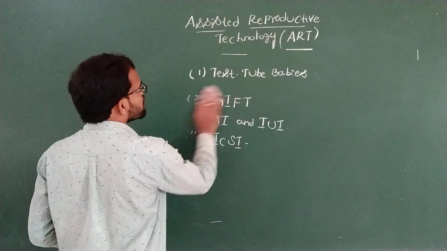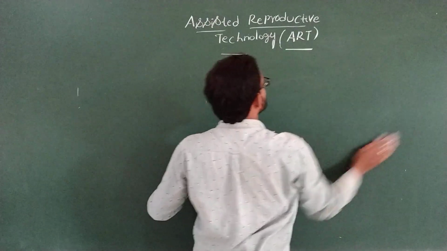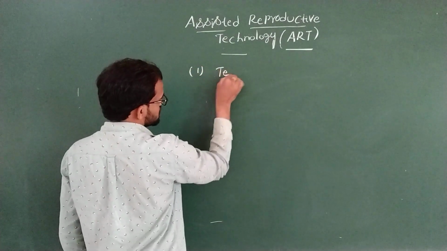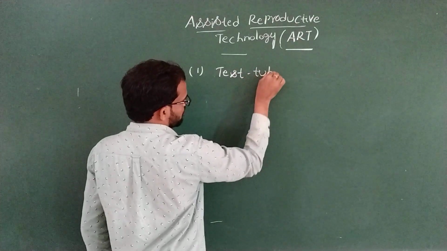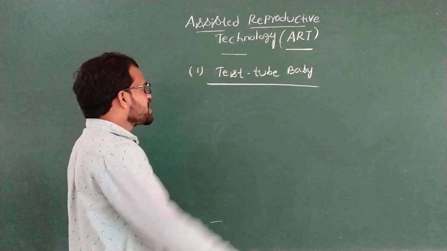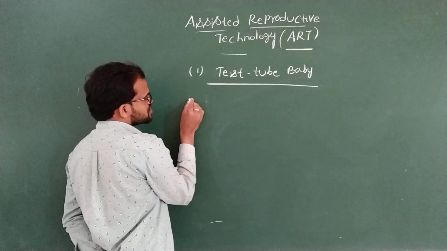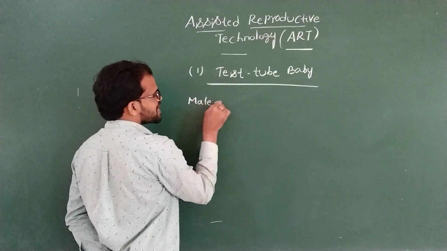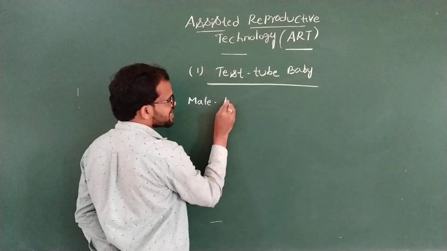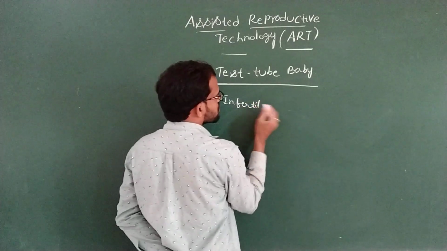How do they follow these techniques? The first technique is known as test tube babies. In test tube babies, the problem may be in the male as well as the female. For example, the male is infertile. Male infertile means he is not producing any sperm cells.